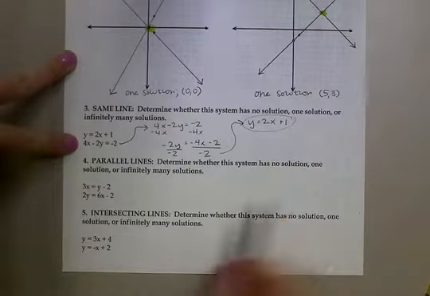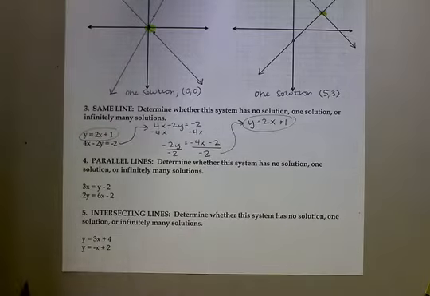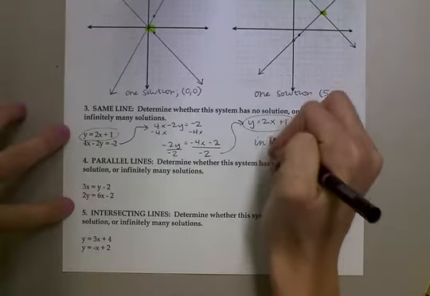So here's what our second equation simplifies to. And look at that, it's exactly the same as the first equation. So we're dealing with a case of the same lines. And in the case of same lines, we know that there are infinitely many solutions.